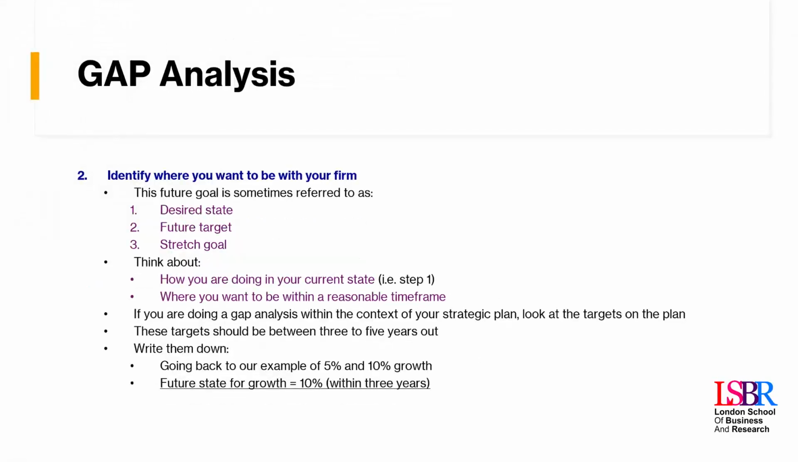You've got to identify where you want to be with your firm. So the future goal is sometimes referred to as the desired state, the future target, or the stretch goal. How are we going to get there? What are we trying to achieve? What's that future target? What's that stretch goal we want to do? And how you're doing in your current state. So that's your step 1. And then where do you want to be within that reasonable time frame? So again, what's the time frame we're looking at?